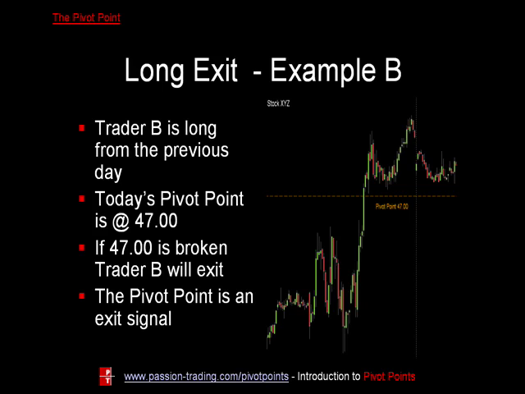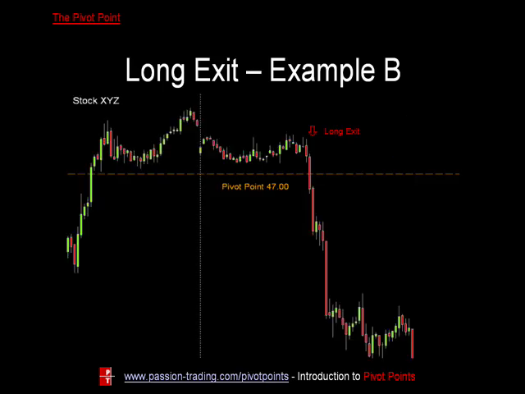Today's pivot point is at 47, which you've already mentioned. If 47 is broken, Trader B is going to exit. The pivot point acts as an exit signal and basically an area to take profits on the trade. I'd like you to take a look here at just how rapidly price broke down after breaking the pivot point.